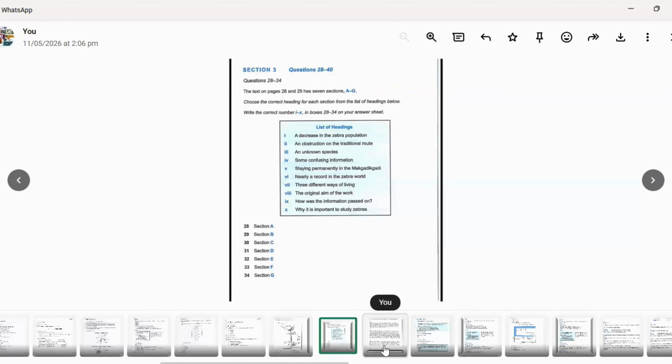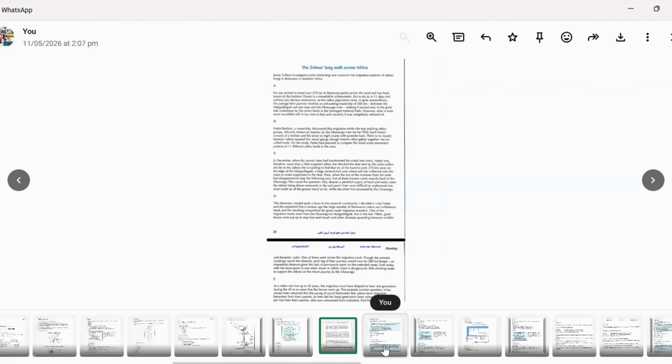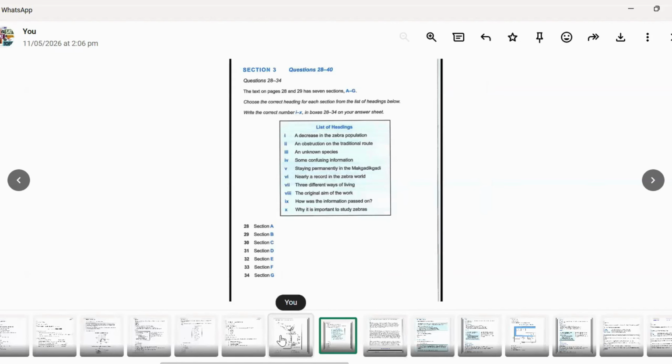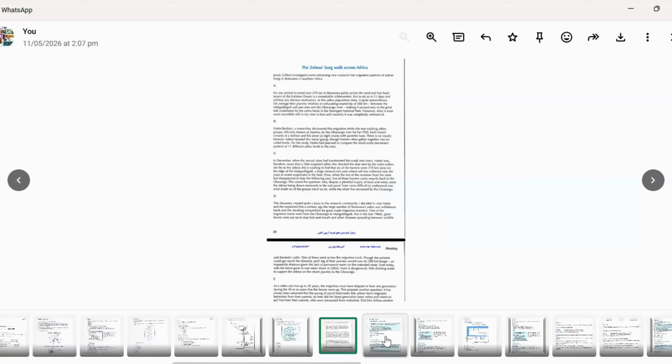Read the second paragraph. That's paragraph B. Make sure you understand paragraph B very, very well. Okay? When you do, then come to this list of headings. Select a particular heading that matches with paragraph B. The same way, go to paragraph C, all right?